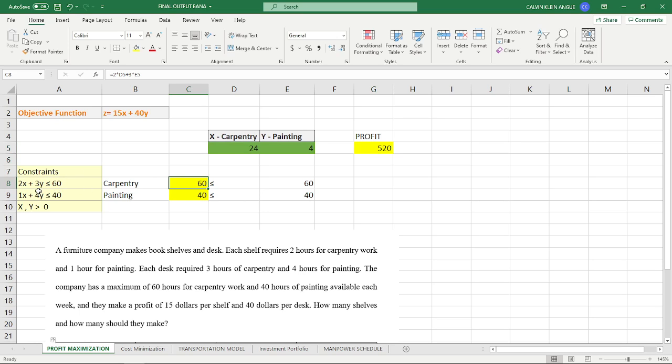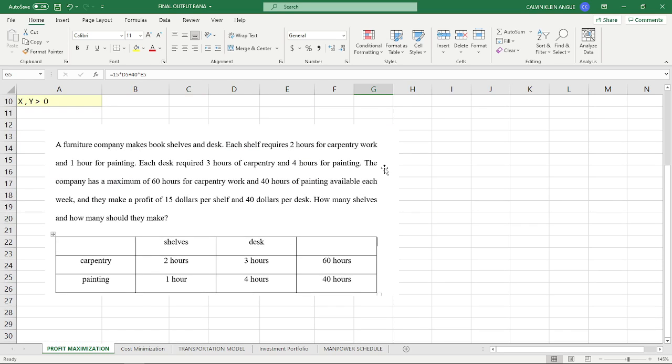For your constraints, it's 2x for the carpentry plus 3y. So 2 times D5 plus 3 times E5, less than or equal to 60. It's the same for painting. You just need to put the cells D5 and E5 here. It will be 1 times D5 plus 4 times E5.